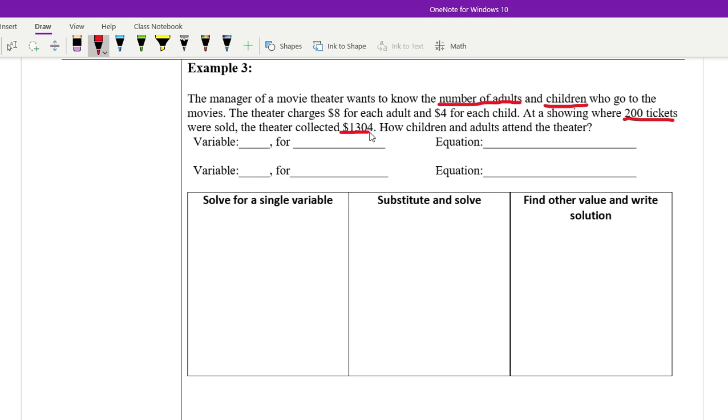$1,304. So our total price for the tickets will combine with the $8 for each adult and $4 for each child. It wants to know how many children and adults attended. So I did that in the order where they match up. It automatically stated that he wants to know how many adults and children. So these two underlined sections are the same as our question at the very bottom.